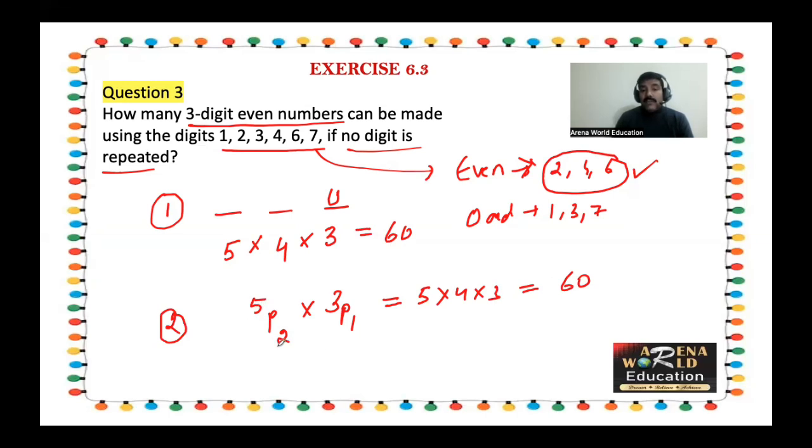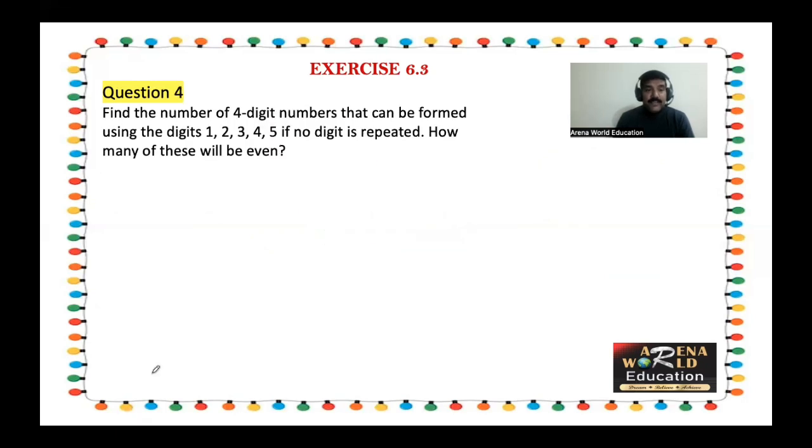So directly I'm using 5P2. Guys, don't get confused. 5P2 means 5 factorial divided by (5 minus 2) factorial, which is 3 factorial, right? And you will open this 5 factorial till 5 into 4 because 3 factorial will be cancelled out. So directly I'm writing this part, that is equal to 5P2. So what is the final answer? It is 60. Yes. So in 6.3, you are solving every question by two different ways. So now let us try another one.